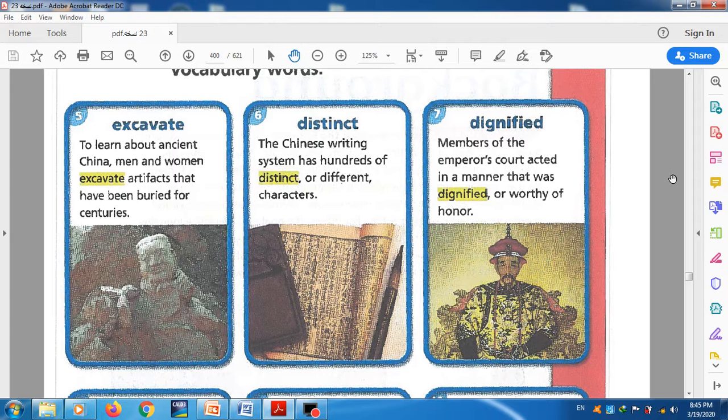Again, members of the emperor's court acted in a manner that was dignified, or worthy of honor. So dignified means noble, respectful, worthy of honor, honorable. All these are equal. Okay, let's move to number 8.